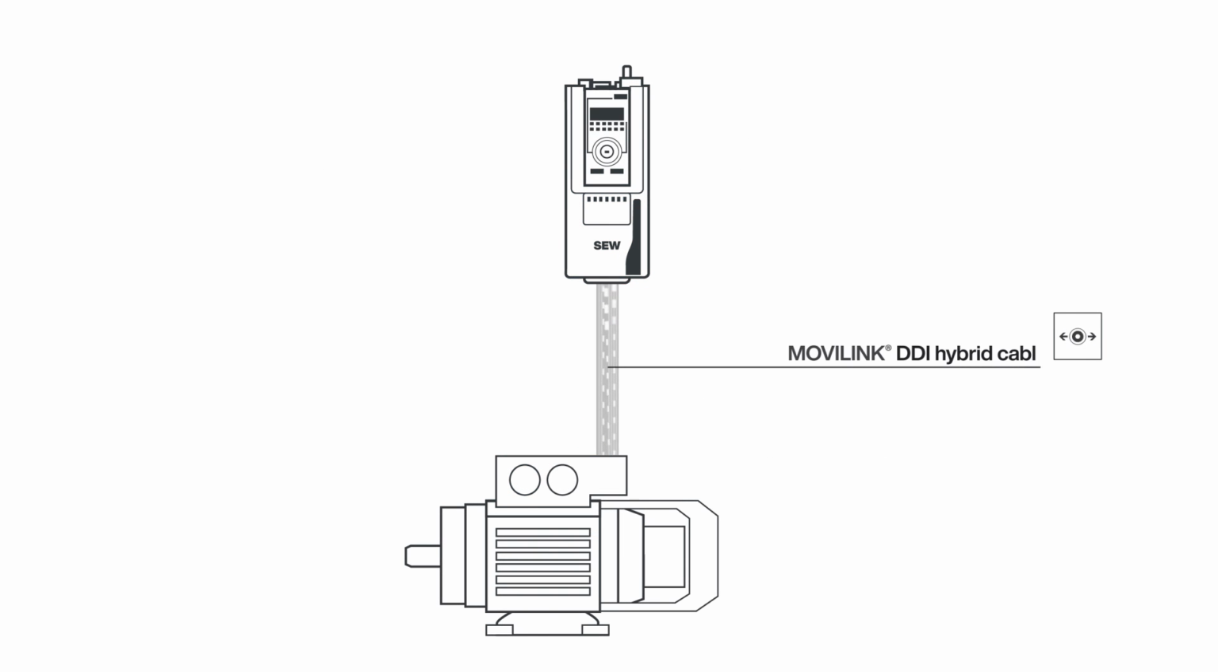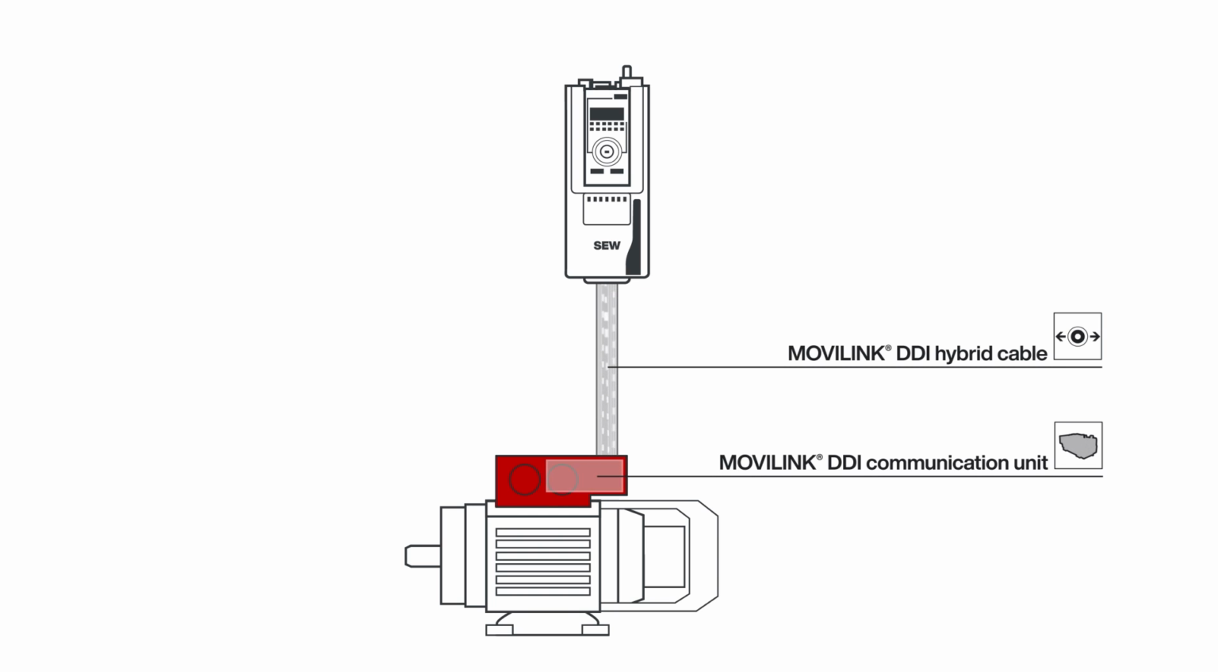The hybrid cable connects the inverter to the drive and the MOVILINK DDI communication unit in the terminal box. It is the communication slave in the MOVILINK DDI topology. With the help of its powerful computing core, the communication unit receives all the data that is to be transmitted, checks it for correctness, prepares it, and sends it to the respective data receiver.